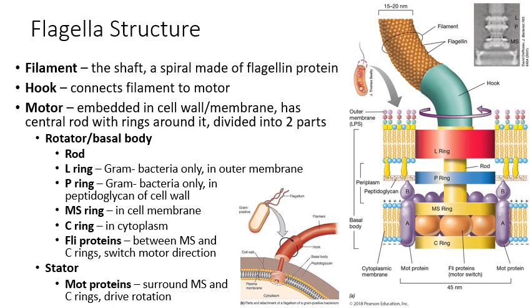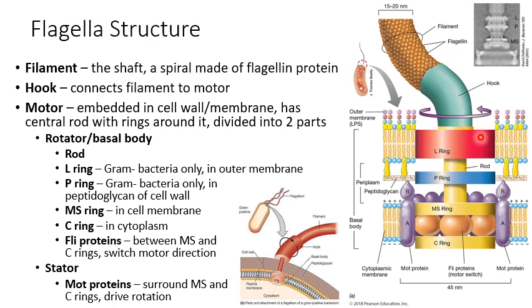It's shaped like a spiral. It's made out of the protein called flagellin. So all of this length of the flagellum is the filament. At the base of the flagellum, you have the hook, which is a bit thicker. Its basic role is to connect the filament to the motor. Here's the hook as well.